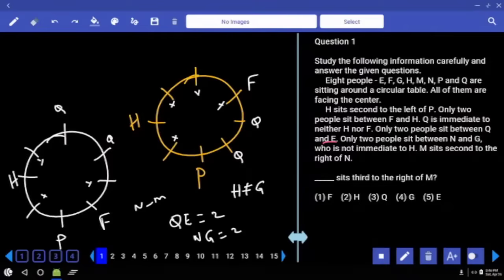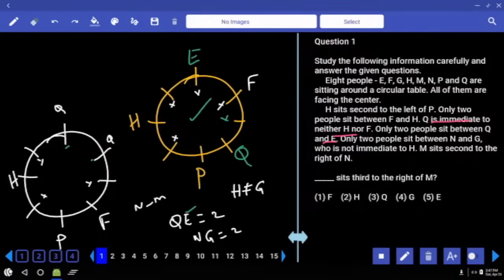Now let us start with this Q. Clear? Now because there are 2 possibilities for this Q and initially only 1. Why is it only 1? Now Q is immediate to neither H nor F. Now Q cannot be here as well. Isn't it? As Q cannot be here, hence here there is only 1 possibility. As there is only 1 possibility, let us directly start with this one. Clearly here there are 2 possibilities for this Q. Then here in this one Q and E there are exactly 2, hence E must be here.